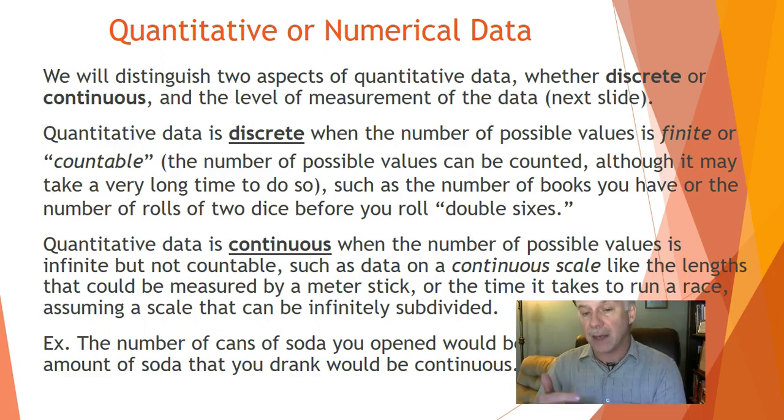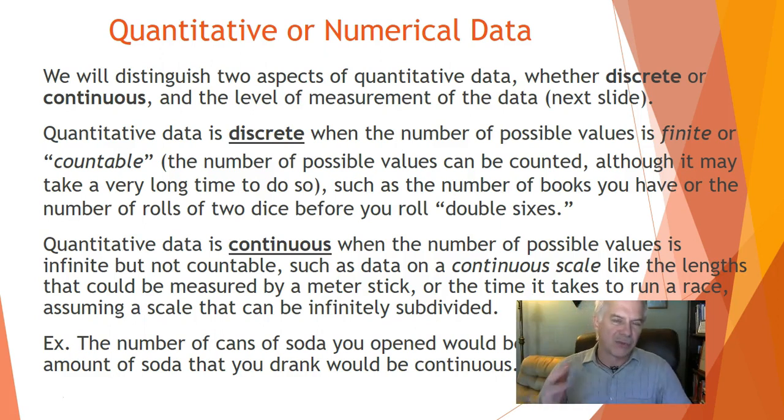Now, quantitative data that's continuous is when the number of possible values is infinite but not countable, such as data on a continuous scale, like the lengths that could be measured with a meter stick. With a meter stick, you have a certain length that could be measured, but it's all the numbers along that scale: 2.59 inches, 3.72 inches, 5.7193 inches. There's just an infinite number of measurements along that continuous scale. So that's called continuous data.